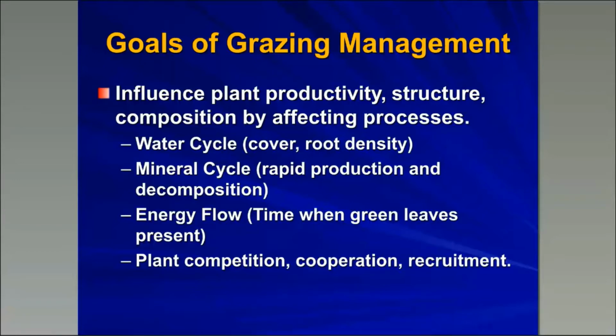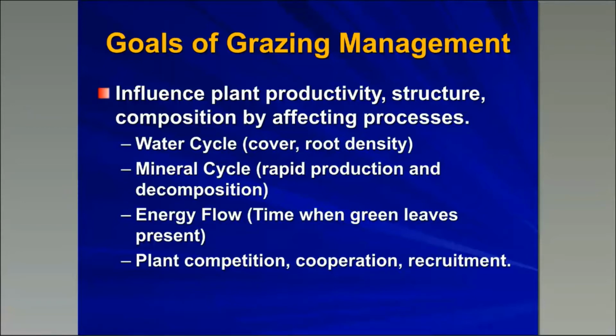We manage the water cycle by how much plant cover we have and the root density and depth of rooting of those plants. Mineral cycle, we want to have rapid growth and then rapid decomposition of what gets left. Energy flow is basically how much green leaf do we have on every day of the year. And then competition, if an animal grazes one plant and not another, it has affected the competitive ability between those two.